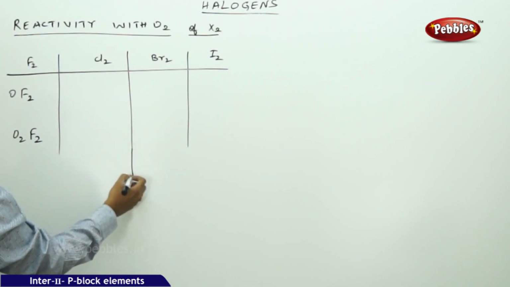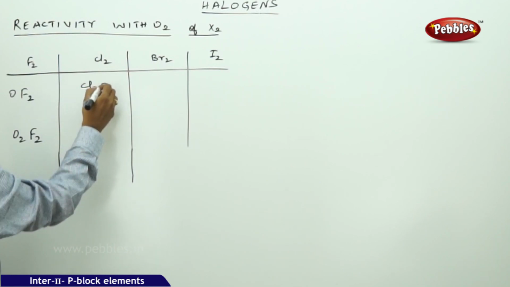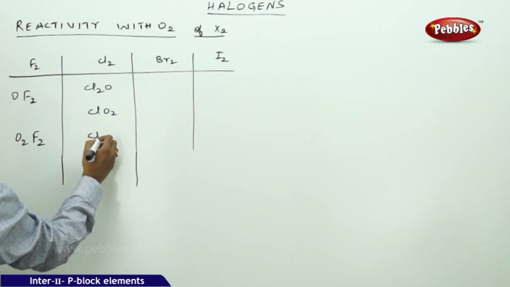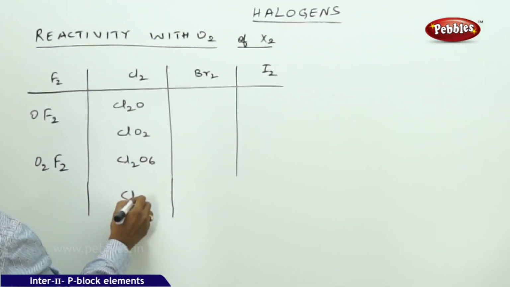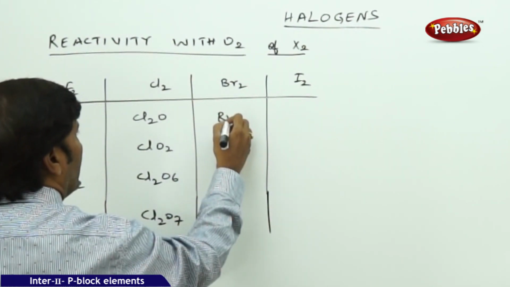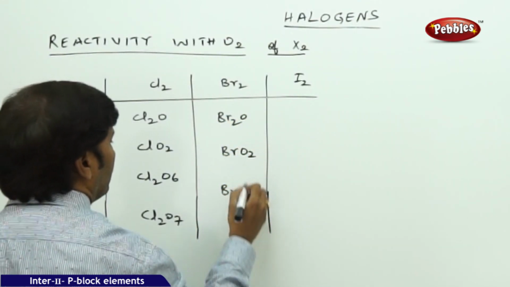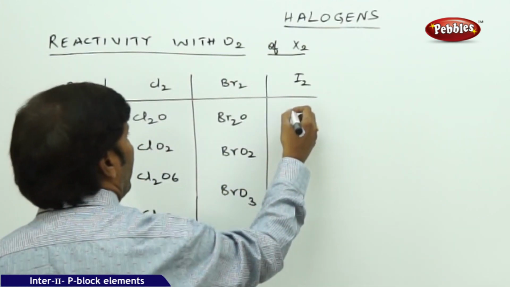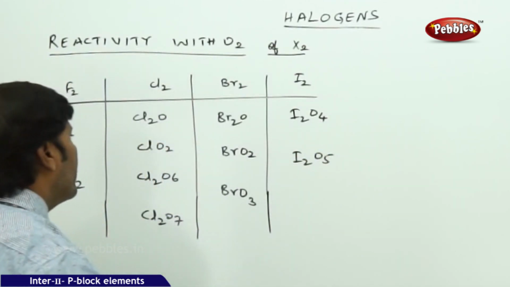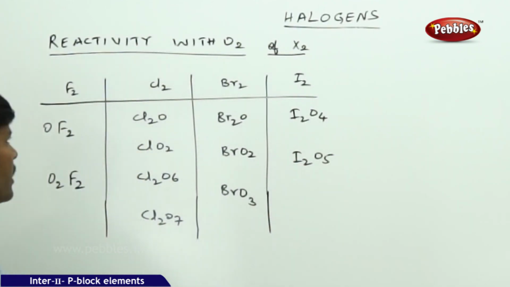In the case of chlorine, it forms the maximum number of oxides: Cl2O, ClO2, Cl2O6, and Cl2O7. Bromine also forms Br2O, BrO2 and BrO3, the dimeric form of BrO3. Iodine forms I2O4 and I2O5. In fact, particularly the oxides of chlorine are powerful oxidizing agents.